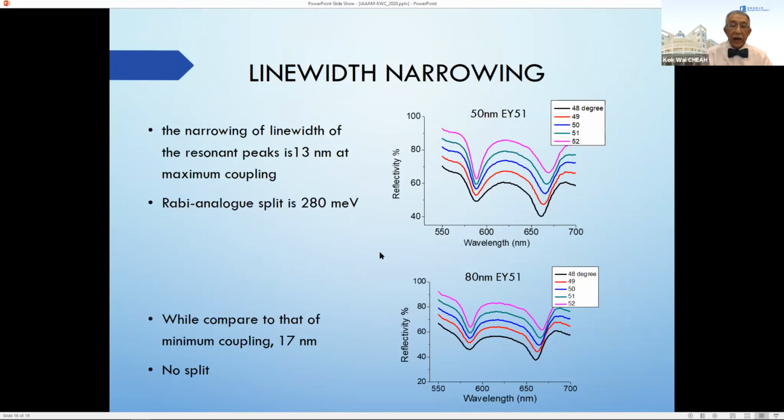In fact, we can look at the line width itself and look at the narrowing rate, taking as an example the maximum split. The Rabi split here is 218 meV. We're looking at the resonant part. The resonant line width here is 13 nanometers, whereas if you look at no split, which is using 18 nanometers, the line width has actually been brought back to 17 nanometers. So by percentage, there is a significant narrowing of the line width, and that's due to the compensation from the luminescence of the EY51, reducing the loss of the microcavity.